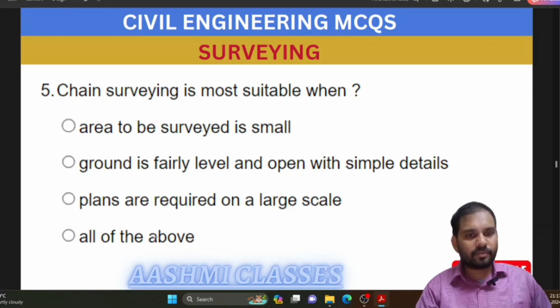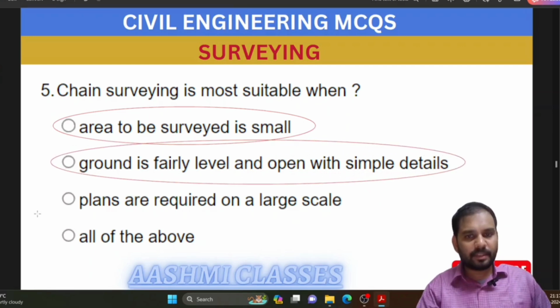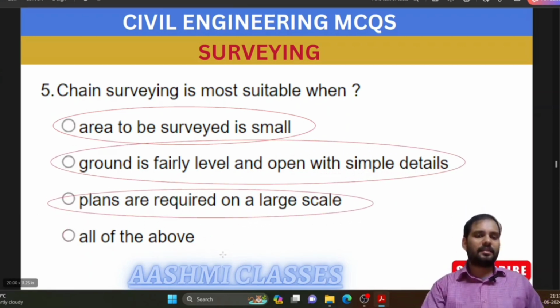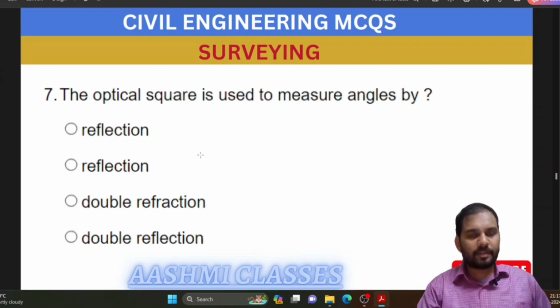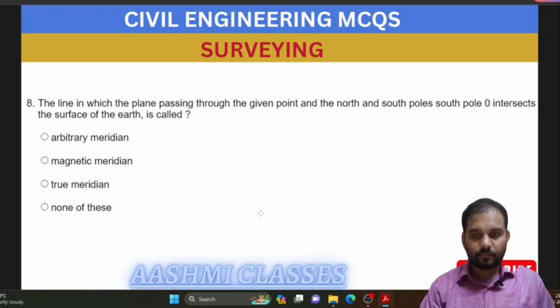Chain surveying is most suitable when area to be surveyed is small, ground is fairly level and open with simple details. Plans are required on a large scale. All of the above. The instrument used for setting out an offset at a right angle is called open cross staff. The optical square is used to measure angles by reflection.